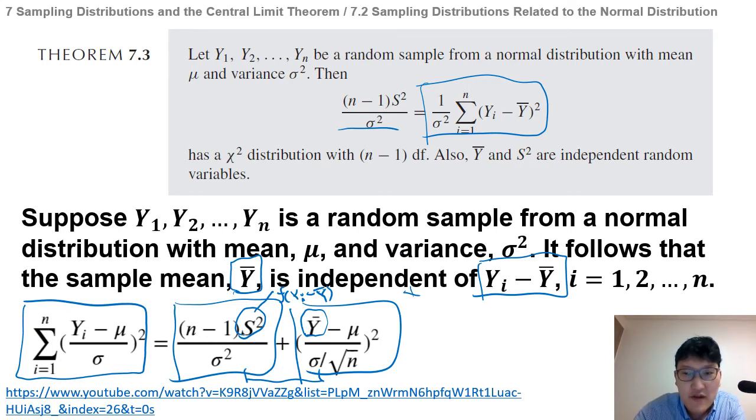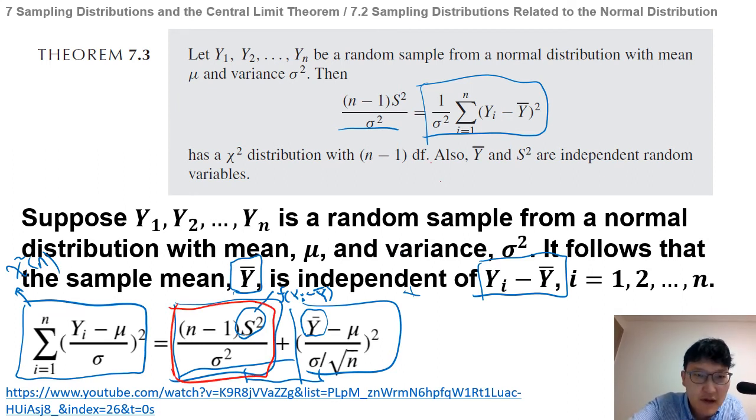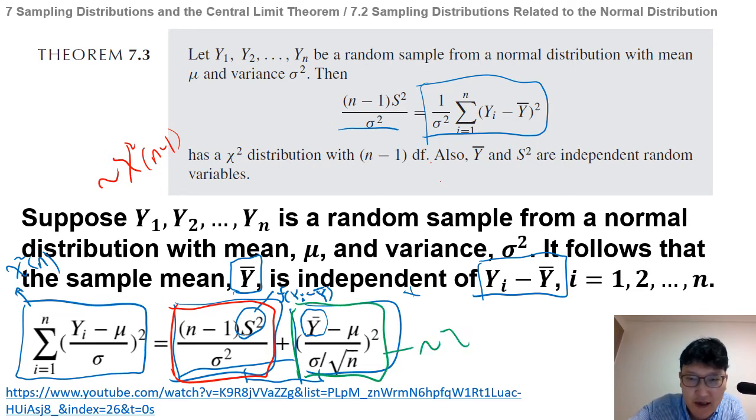And so using the moment generating function trick, you can actually derive that this part, the left hand side, follows chi-square distribution with n degrees of freedom, and this part, let's say this red part, follows chi-square with n minus 1 degrees of freedom, and this green part follows chi-square distribution with 1 degree of freedom.